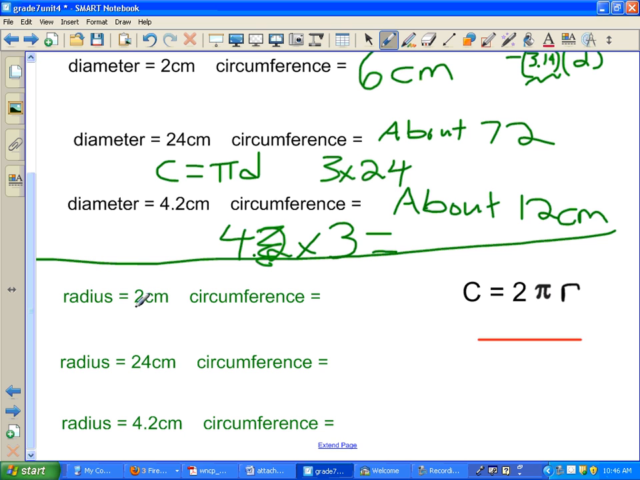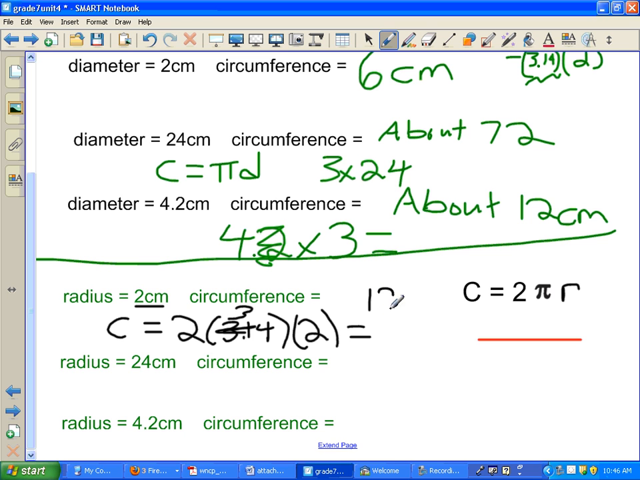So what's our radius? Our radius is 2, so circumference is 2, times pi, which is 3.14. We're going to round it off to 3. And the radius is 2. And then we're just going to multiply it all together. So 2 times 3, because I'm going to round this off to 3. 2 times 3 is 6. 6 times 2 is 12. So our answer is about 12 centimeters.